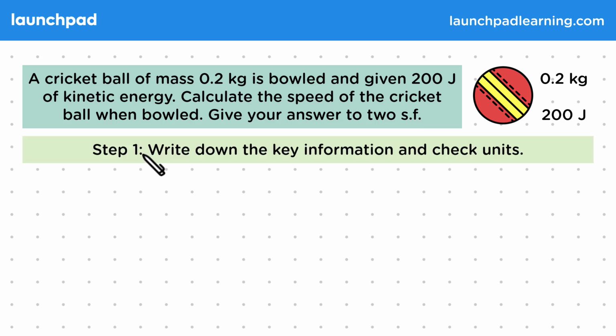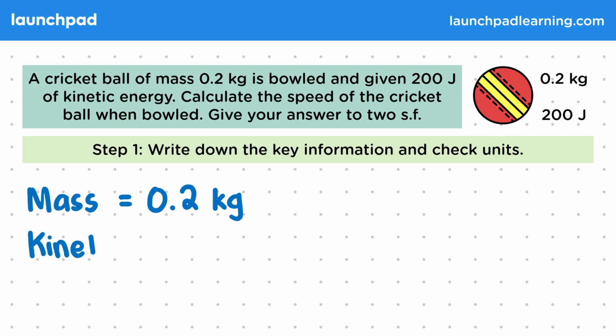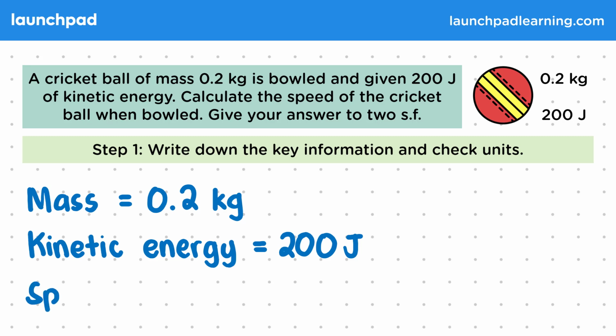So for step 1, let's write down the key information and check the units. The mass is equal to 0.2 kilograms. The kinetic energy is equal to 200 joules. And we want to calculate the speed.